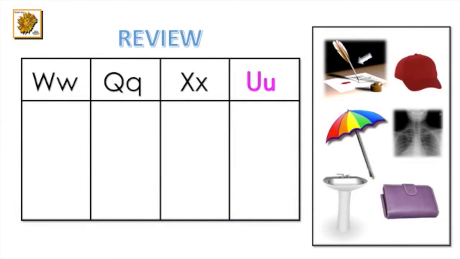It's time for some more fun. Are you ready? You need to find the pictures that have the sound of W for W, Q for qu, X for X, and the short U letter sound, uh. Let's go.